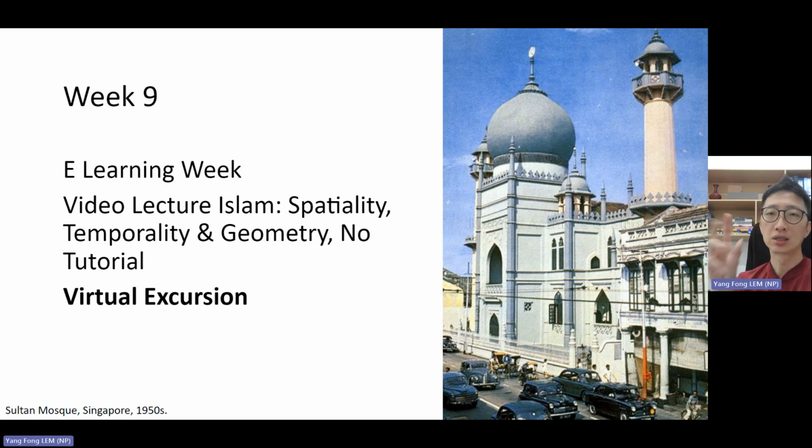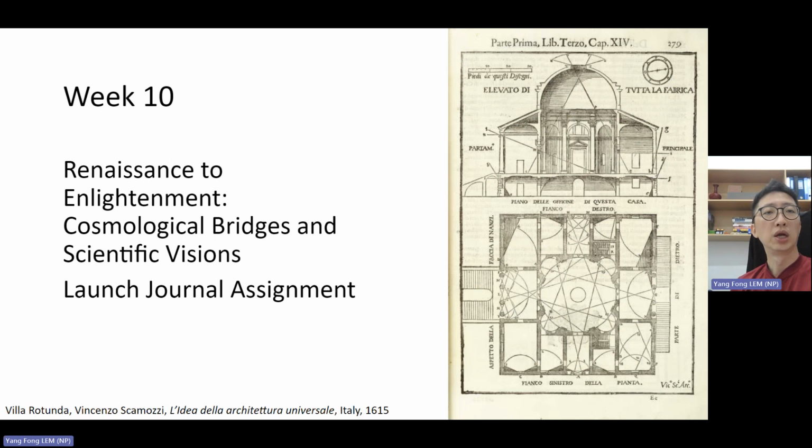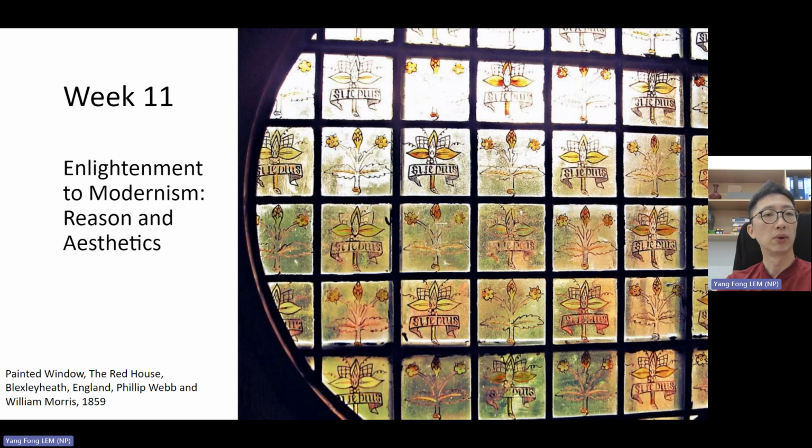Islam about spatiality, temporality, geometry. Week 10, talking about Renaissance to Enlightenment: cosmological bridges and scientific visions. This is the first time we are meeting face to face after the break, so this will be the launch of the journal assignment. Week 11, we'll talk about Enlightenment to modernism: reasons and aesthetics.